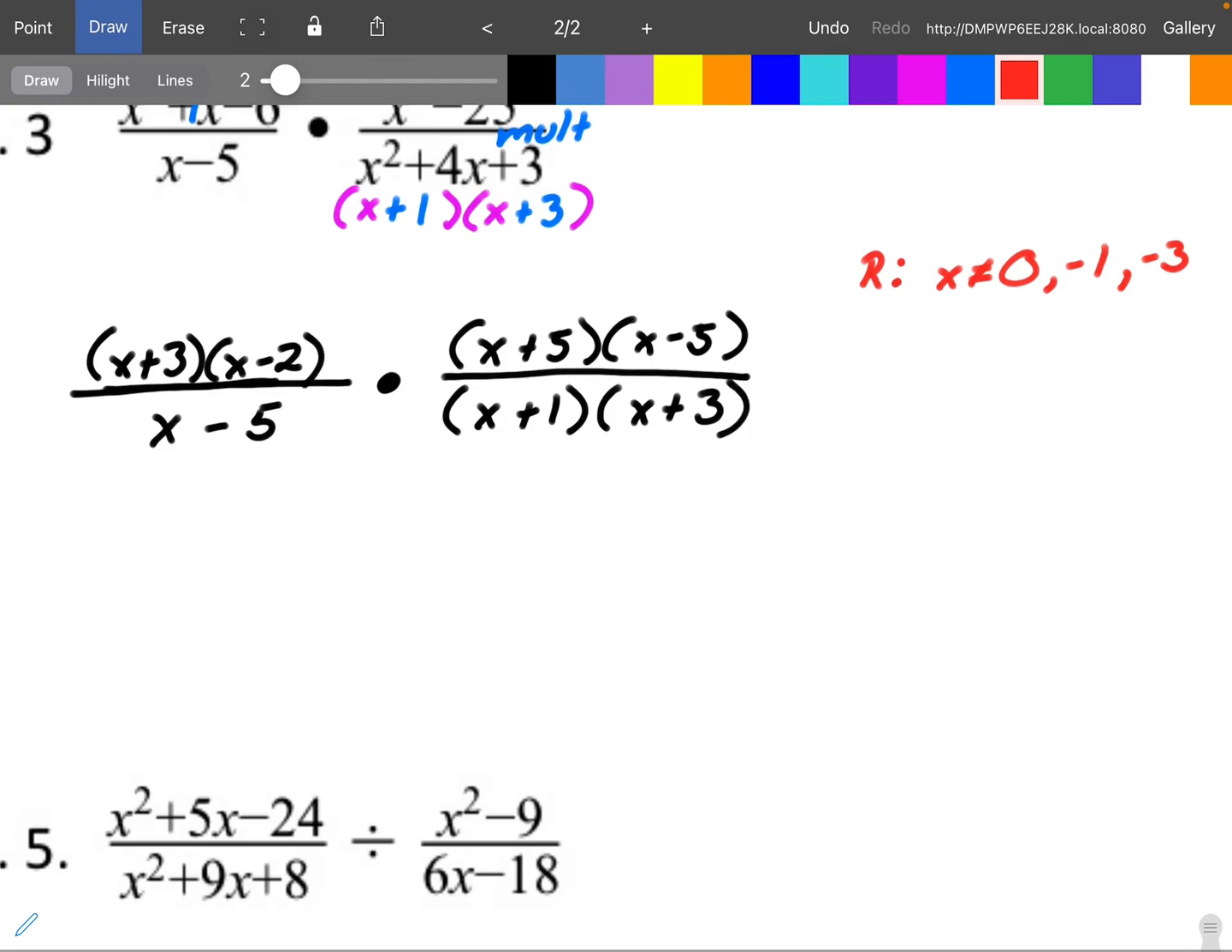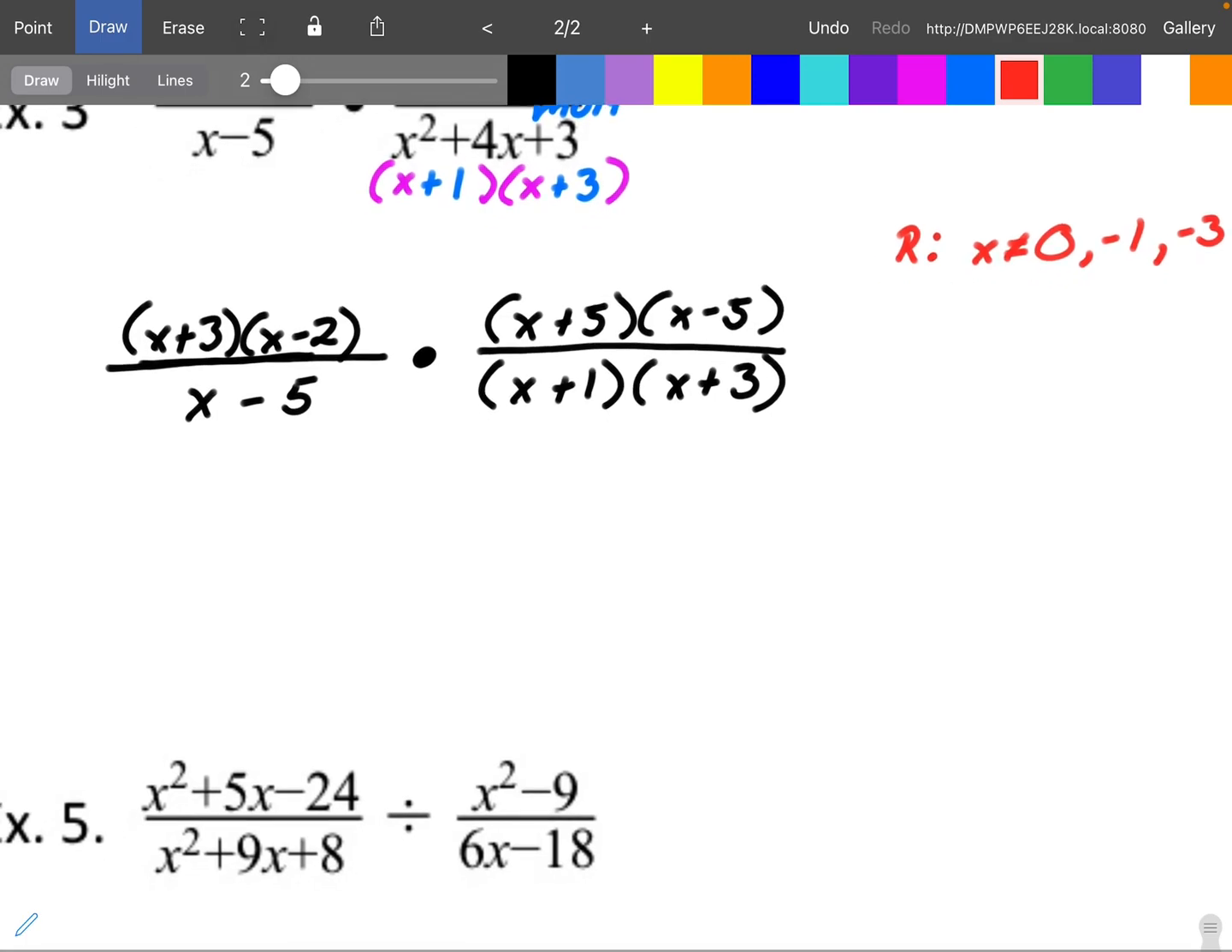So now that that's out of the way, let's take a look at this factored form and see what things we can cancel out. We're looking for anything that's identical on top and bottom. It doesn't matter if they're in the same fraction or not. The first thing I see that's the same is I have an x minus 5 on the top and the bottom. As long as one's on the top and one's on the bottom, they can cancel out. So those are gone because they divide out to give us 1. Then I also see that I have an x plus 3 on the top and the bottom, which means they would divide out to give us 1, so they're basically gone.